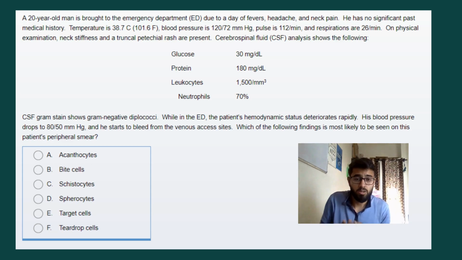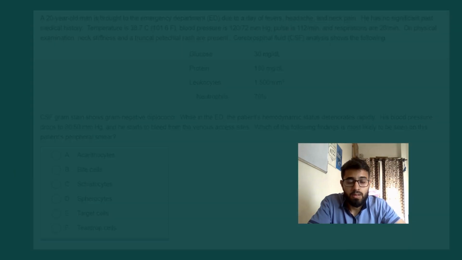But this question does not want you to eliminate the options. This question was simply that you know this phrase, bleeding from venous access sites, and you know that in DIC there are schistocytes. Bang, the question is solved. All the other information given to you is filler. So that's the way you need to dissect a question. That's the way you need to mark the key points and solve the question.